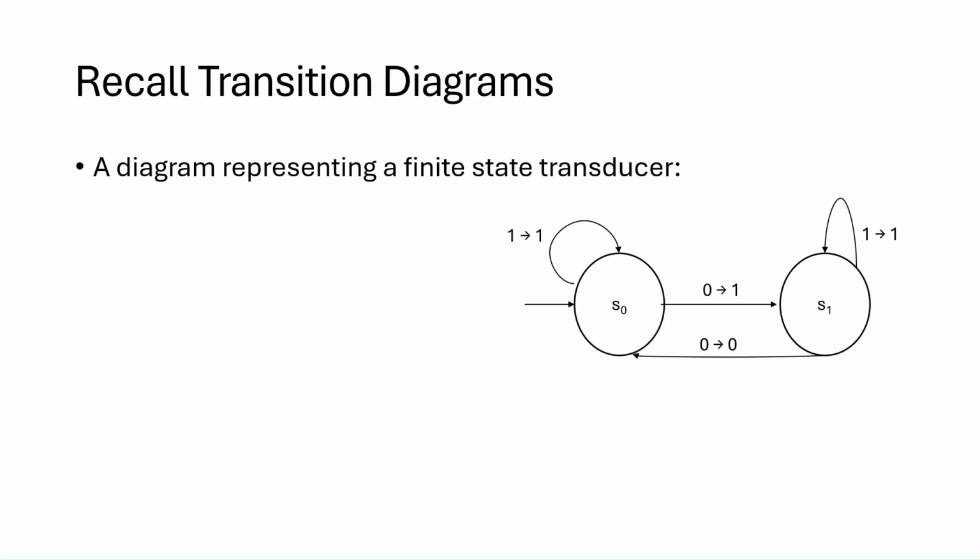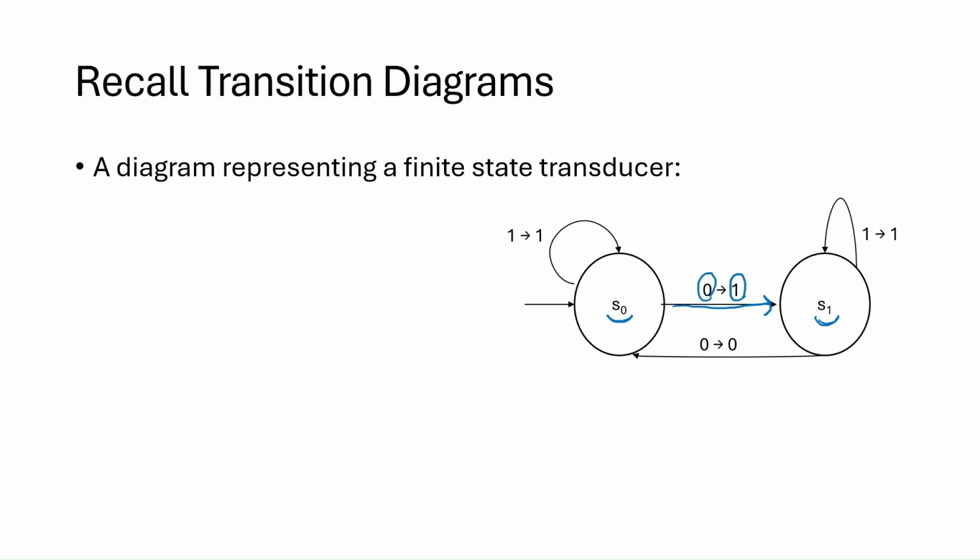If you look at this example, first of all, the nodes or the vertices of this directed graph represent the states of the machine. So we have two states here, namely S0 and S1. And then the edges represent the transitions. For example, this edge tells us that if our current state is S0 and our input symbol is a 0, then we transition to S1 and output a 1. And similarly for the other edges.